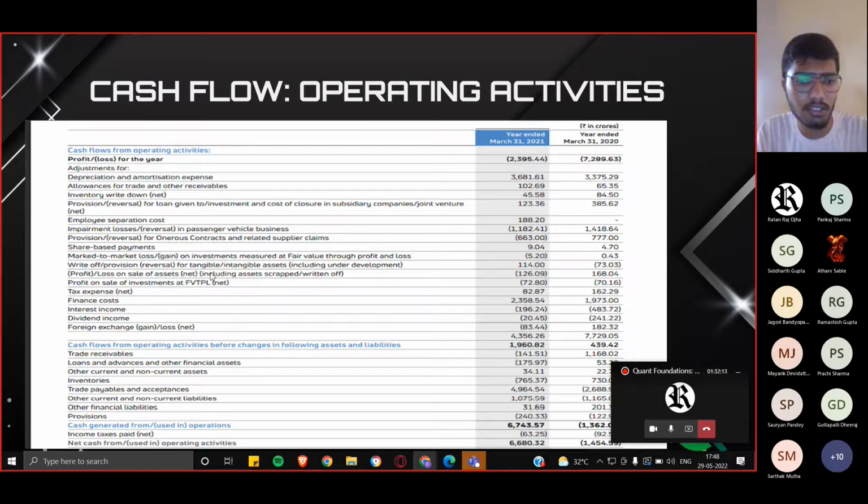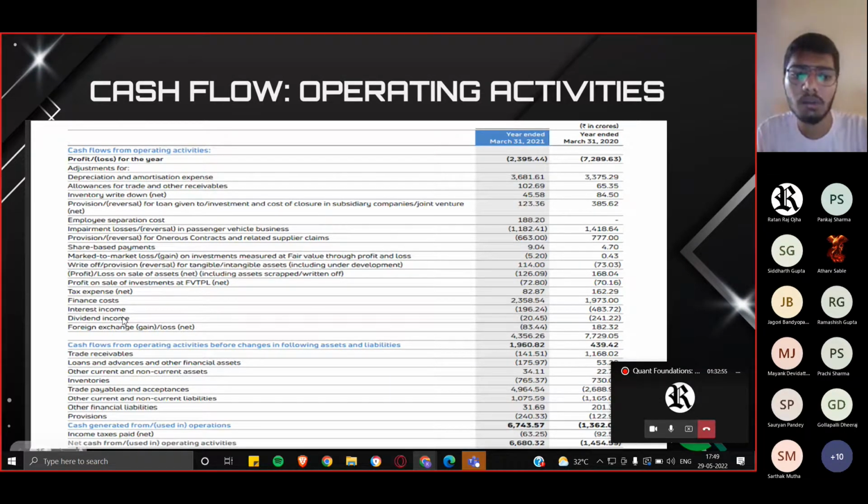Loss on sale of assets. Suppose there is some sale of assets that you are doing, like scrap assets that you are going to sell, then that comes under this. Whatever assets do not have any more value, you can sell them, and it's called a recoverable payment, and that comes under the profit and loss. Profit on sale. Sale of investments: whatever profit you have generated through the investments comes into that. Tax expense, finance costs, we have already told.